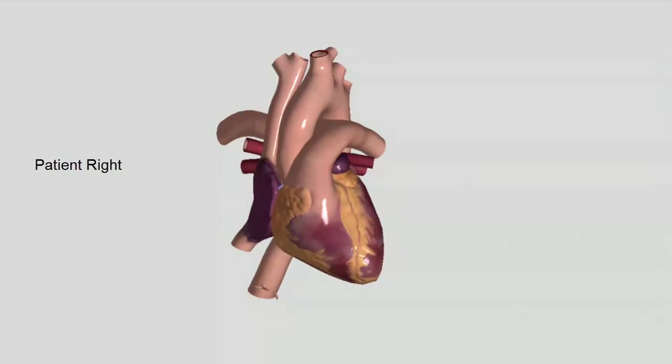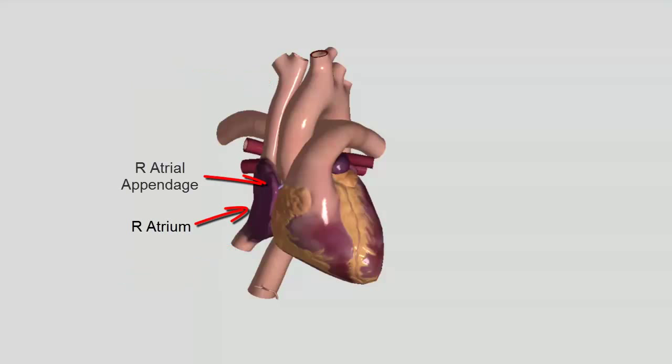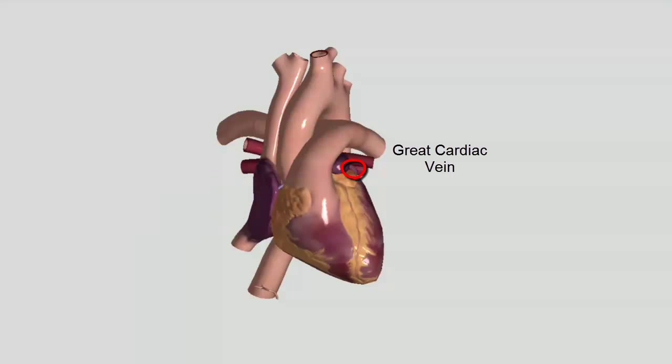We're going to begin here on the patient's right side, where our features are mostly involved in the return of deoxygenated blood back to the heart. We're going to take a look at the superior and inferior vena cava, the right atrium, the right atrial appendage, and then we'll follow the path of the great cardiac vein and see its output into the right atrium called the coronary sinus.